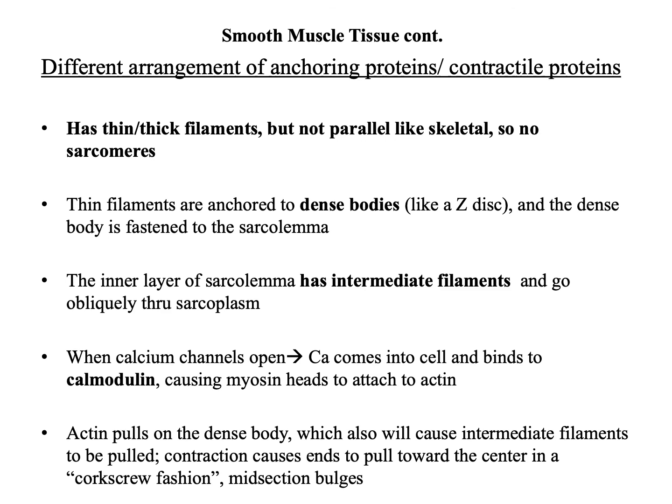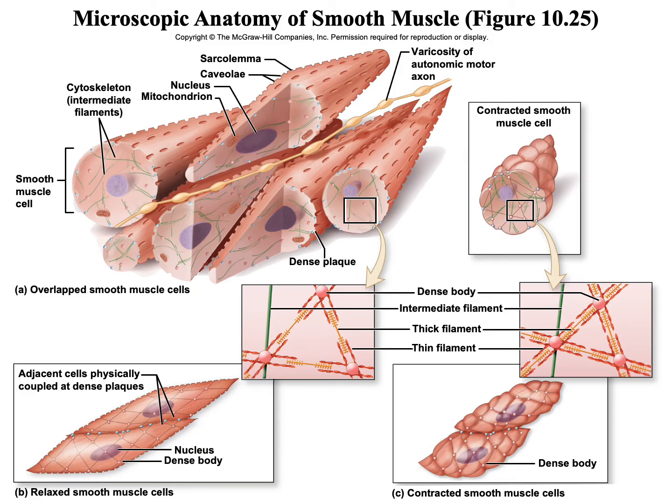So I'm going to skip almost all of this. I'm going to go to the picture. Okay. So, I mentioned that they're lined up as a chain link fence. Instead of having a Z disc anchoring the actin, it's something called a dense body. So whenever this cell contracts, it's more of a corkscrew type contraction.